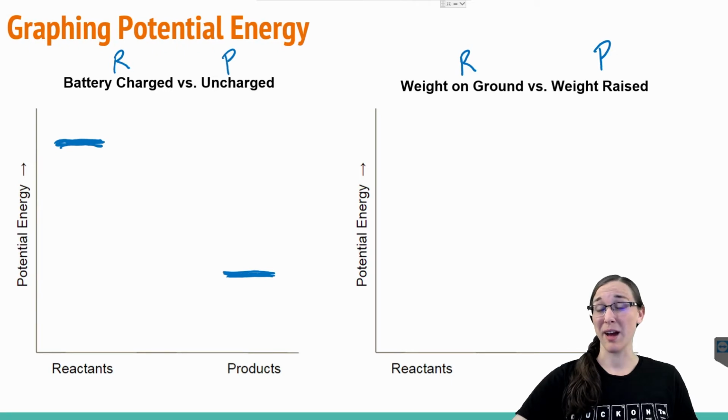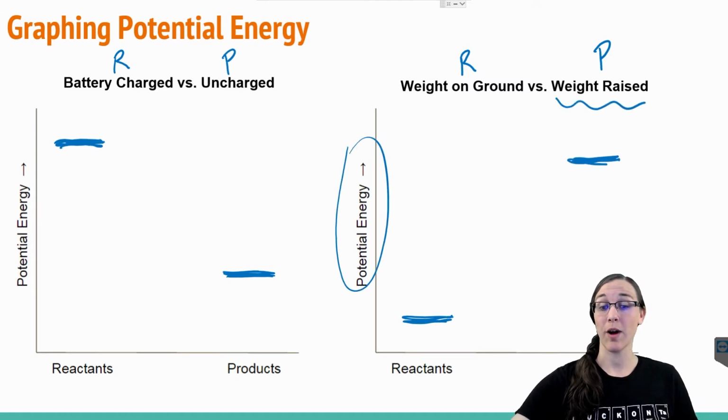For this second plot, we said that the weight on the ground had less potential energy, so we would draw the line somewhere down below for the reactant side. And for the product side, we said that it had greater potential energy when the weight was raised, so it would be something higher on the potential energy y-axis. Remember that this distance is equivalent to potential energy.